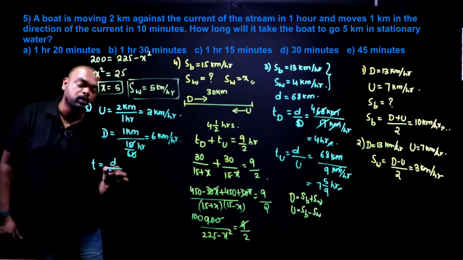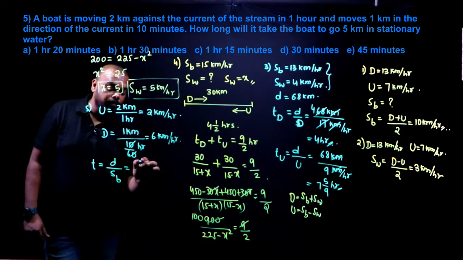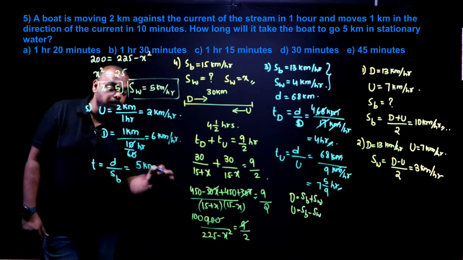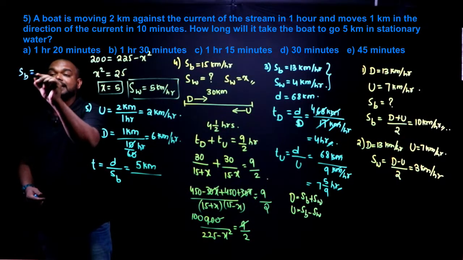What will be the speed of boat in still water? SB. What is the distance given? 5 kilometer divided by SB. Now recall, how do we used to calculate SB? SB is (D plus U) by 2.